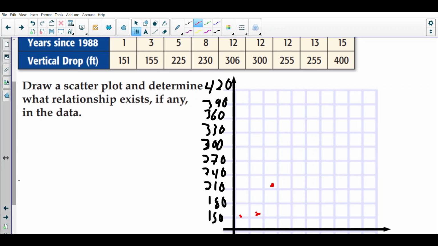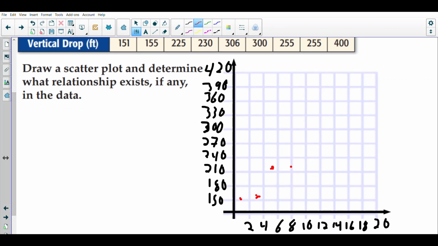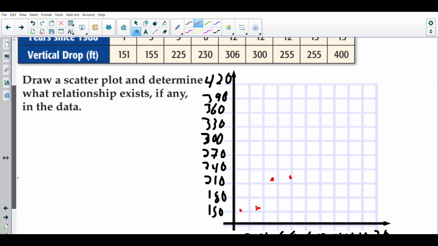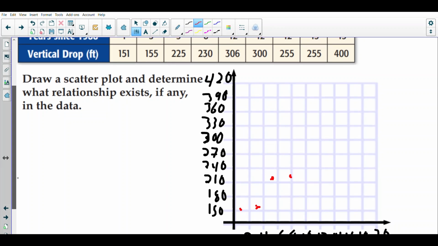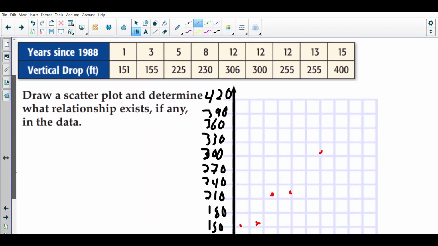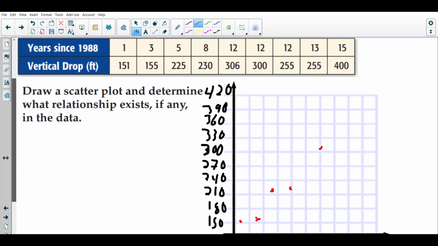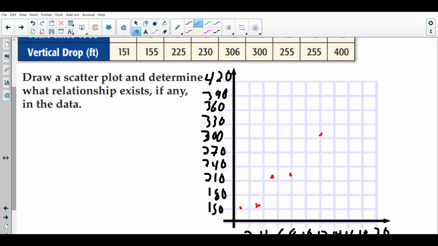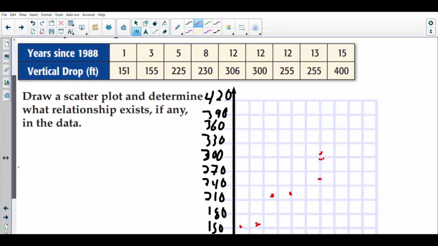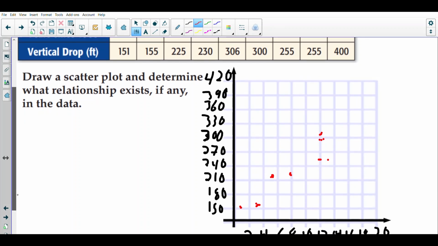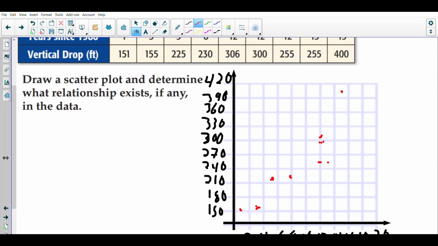And 8, 230. Then 12, 306, and 12, 300, and 12, 255, and 13, 255, and then 15, 400. So there's our data approximately.